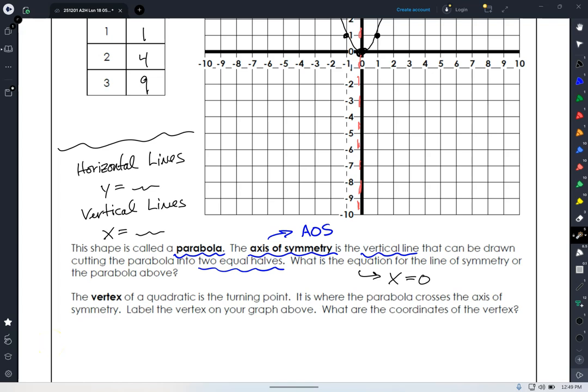If you got it right, you should have put x equals 0. So again, the way you interpret this information is the vertical line that crosses the x-axis at 0. Catch it? I'm going to say it one more time. This is the vertical line that crosses the x-axis at 0. Okay? That's what the axis of symmetry is for the parent function.